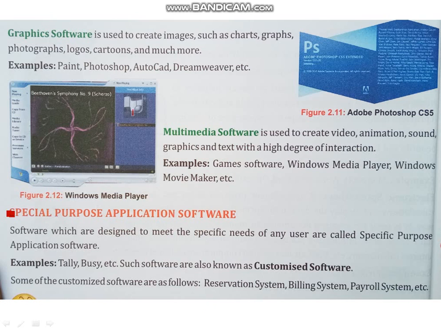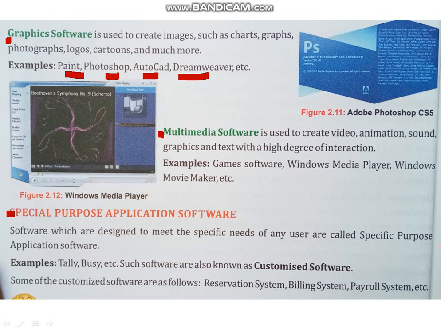Next general purpose application software is graphic software. It is used to create images such as charts, graphs, photographs, logos, cartoons, and much more. The examples of graphic softwares are Paint, that you can also call MS Paint, Photoshop or Adobe Photoshop, AutoCAD, Dreamweaver, etc. All these are the examples of graphic software.